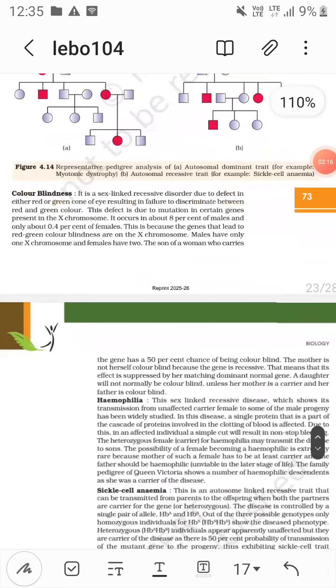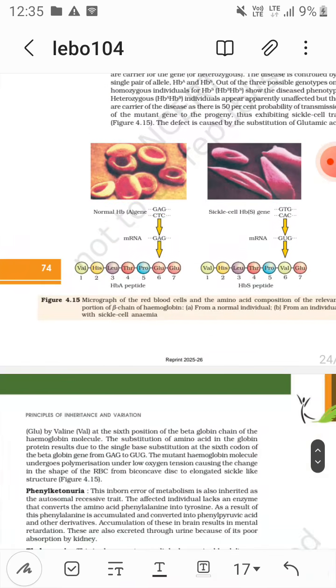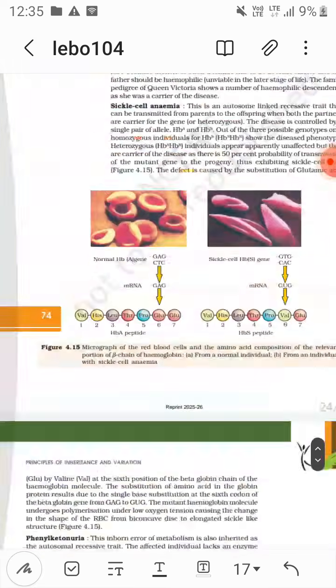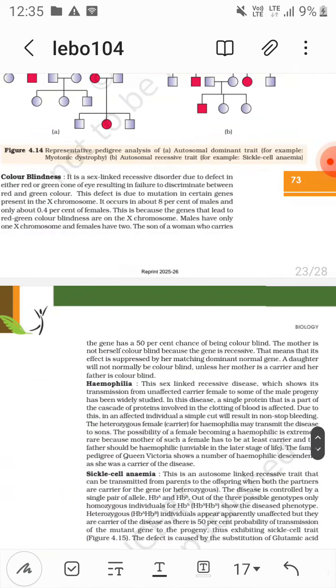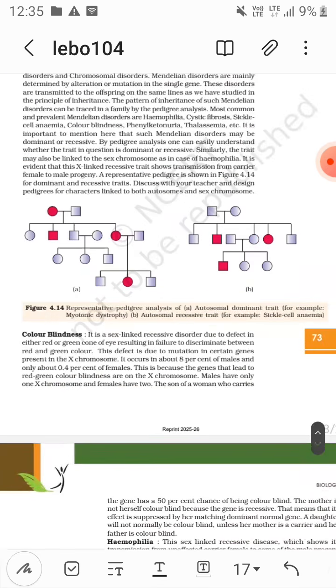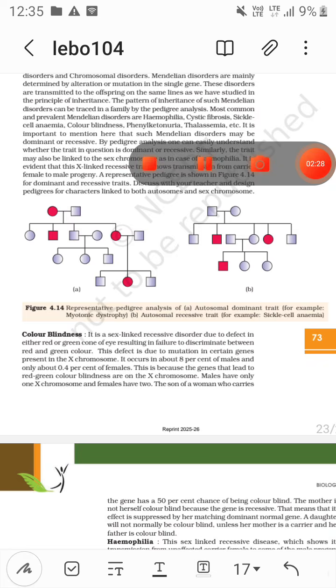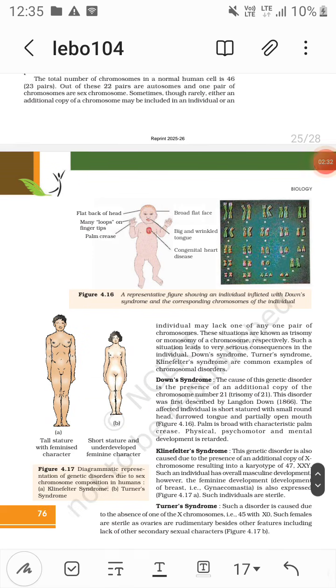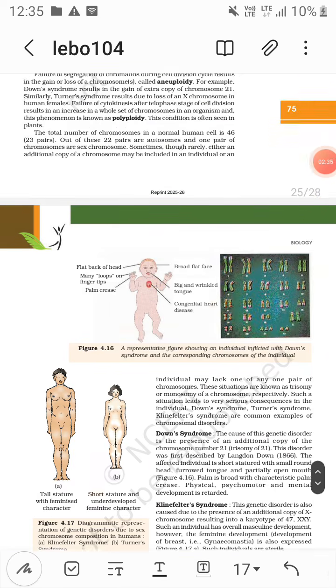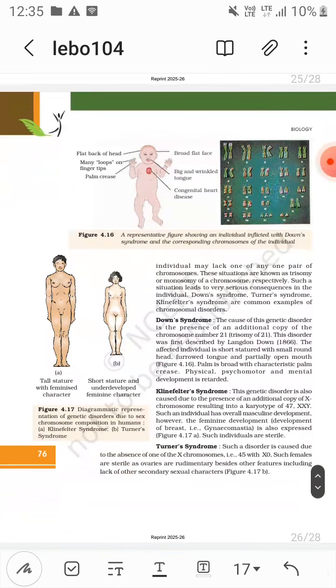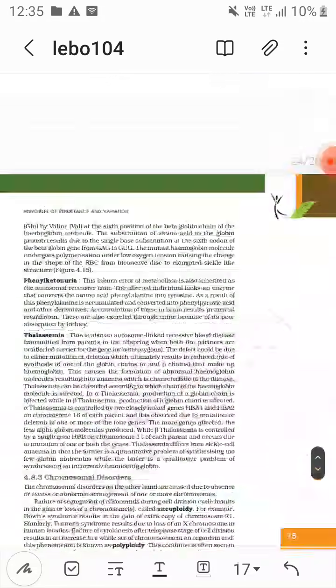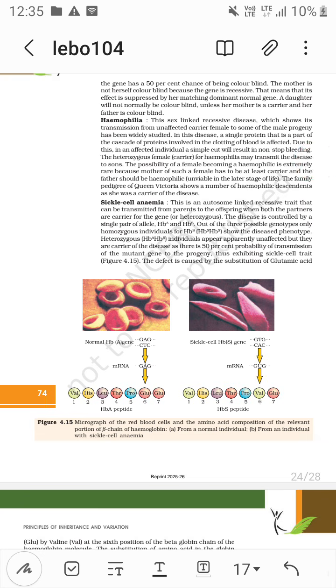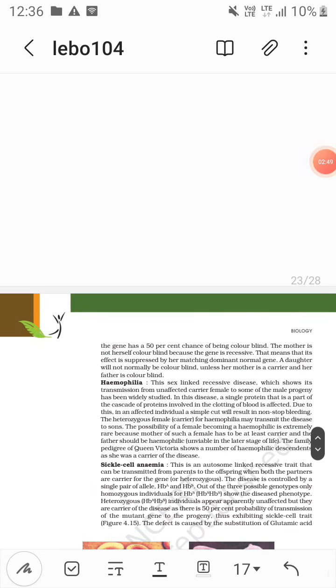Now, color blindness, hemophilia, sickle cell anemia, phenylketonuria and thalassemia, all these disorders we study under the section of Mendelian disorders. And in the chromosomal disorders we study aneuploidy, polyploidy, and three disorders. First one is Down syndrome, then Klinefelter syndrome, and Turner syndrome. This is the outline for genetic disorders, Mendelian disorders, and chromosomal disorders.